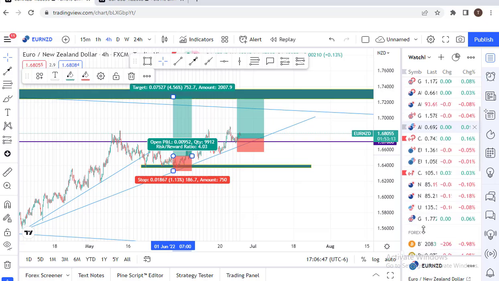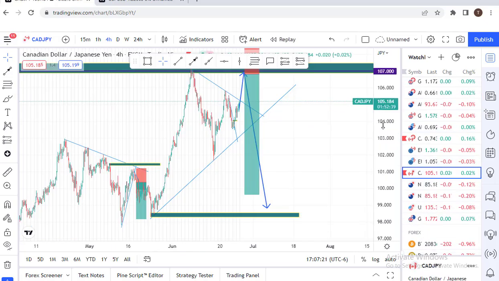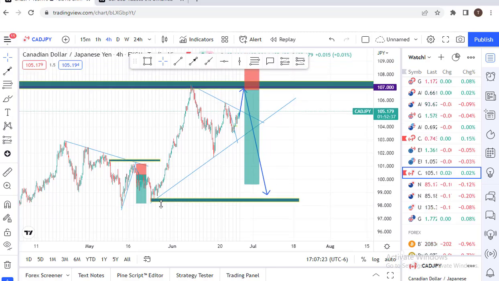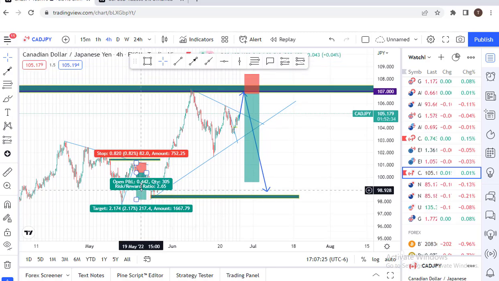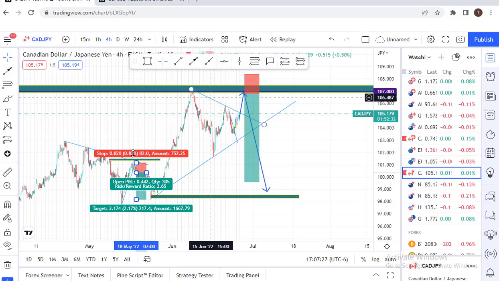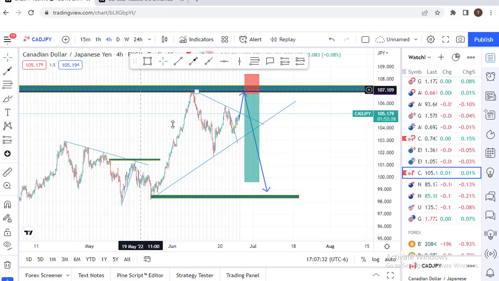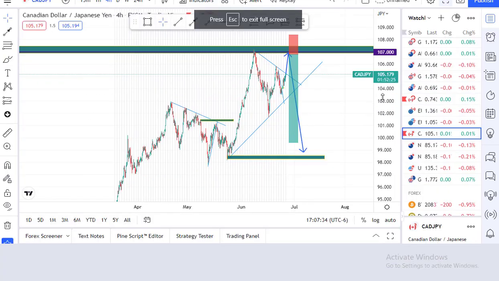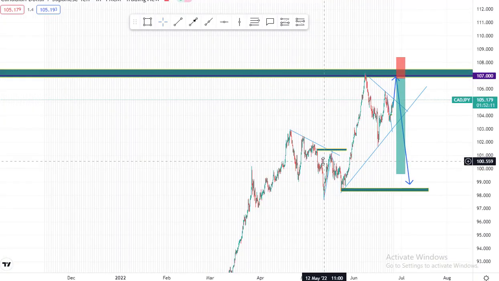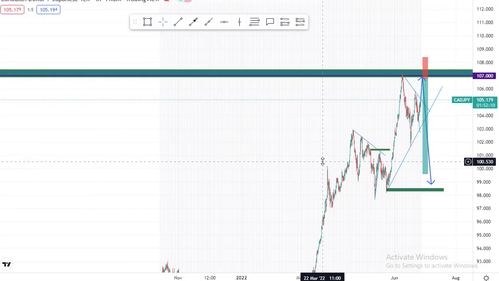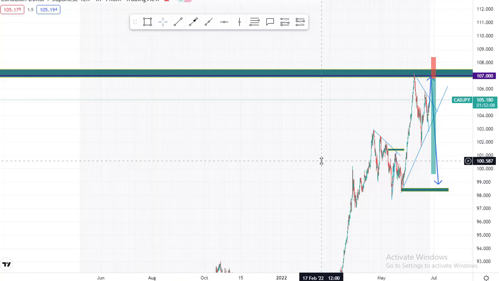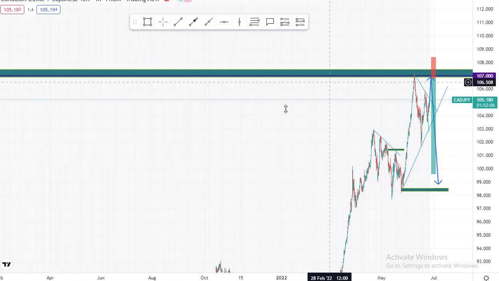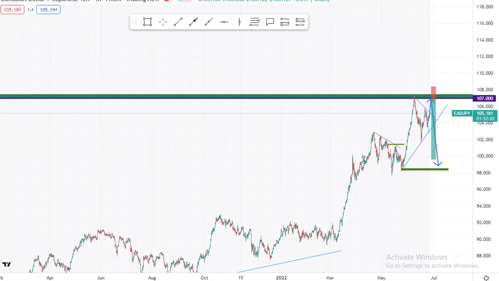So let me switch over to CAD JPY. So basically this is CAD JPY. Let me delete this. I do not really like cluttering my charts with a whole lot of analysis that is no longer relevant. So let me switch over to the bigger mode. If I zoom out clearly, or rather let me go to a much higher time frame, the daily time frame.